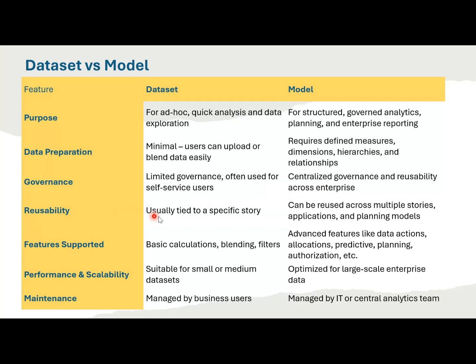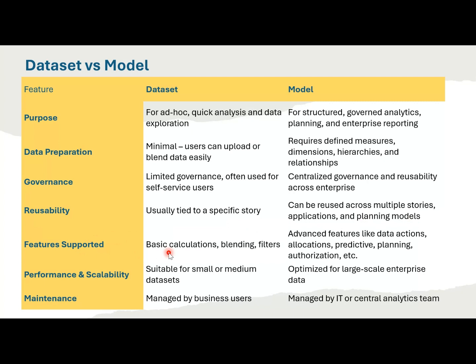In terms of reusability, a dataset is usually tied to a specific story. You can create multiple stories, but as it's for ad hoc or quick analysis purposes, in most cases it will be tied to one story, or two or a minimal number of stories. However, when you create a model, think of any finance-related model where you have the general ledger transaction information. That same model can be reused for n number of business reportings with different KPIs and derivations. So this can be reused for multiple stories and applications, even for planning purposes, where we can have the actuals and then copy the respective planning versions.